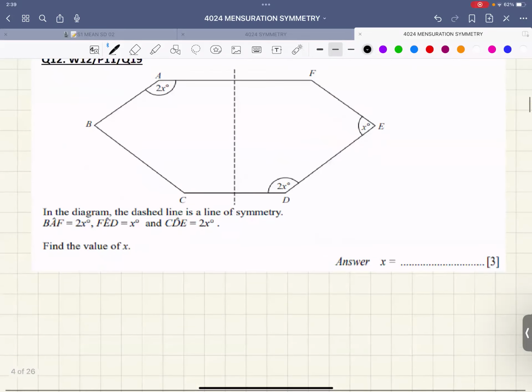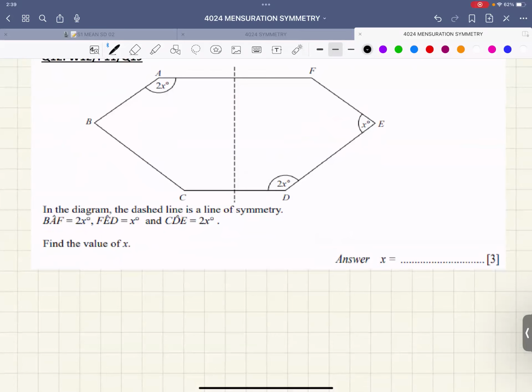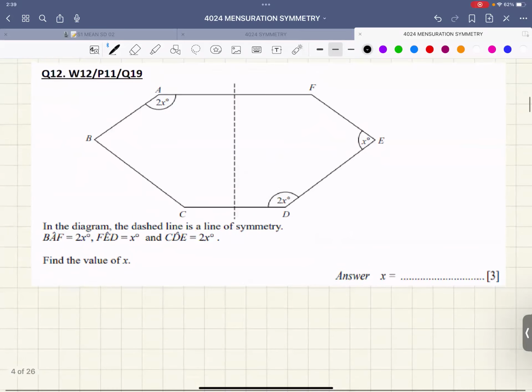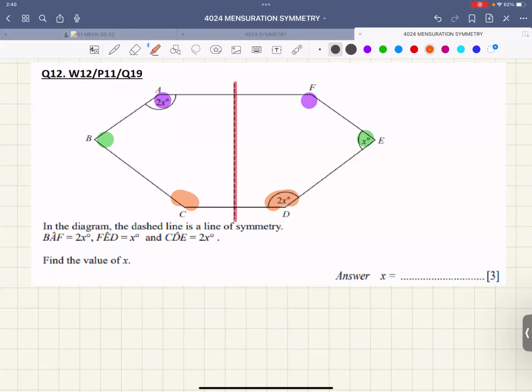Another question, more or less along the same line. That is, in the diagram, the dashed line is the line of symmetry. So let me draw this thing. This is the line of symmetry. BAF is 2x. That is this one. That means this should also be 2x. And if this is x, this should also be x. And if it's 2x like this, therefore this should be 2x like this.